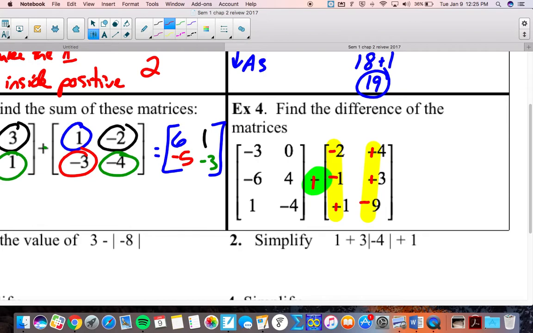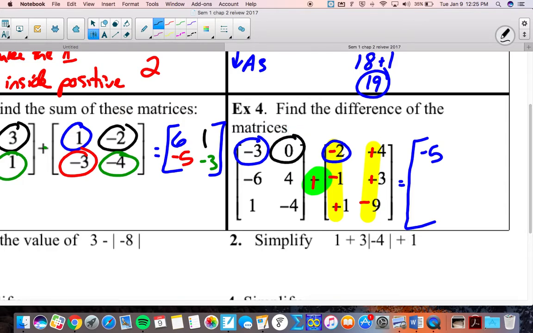Now, if I relook at this problem, I have this first matrix plus the second matrix. So now it's the exact same process as what we were doing. To get the top left entry, take -3 plus -2, you get -5. Top right entry, 0 plus +4 is 4.